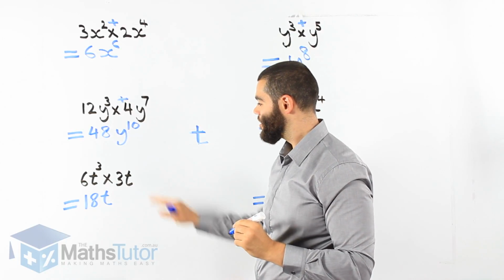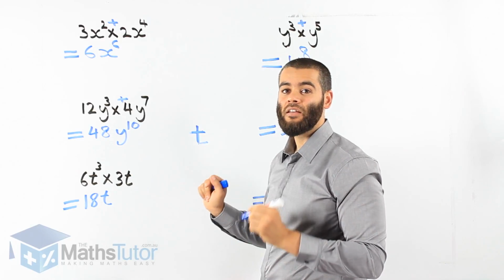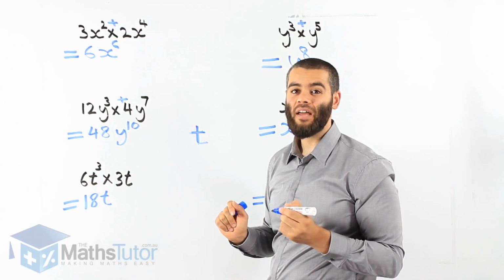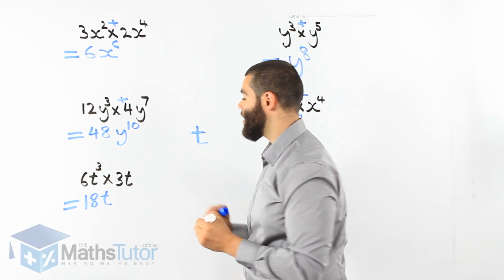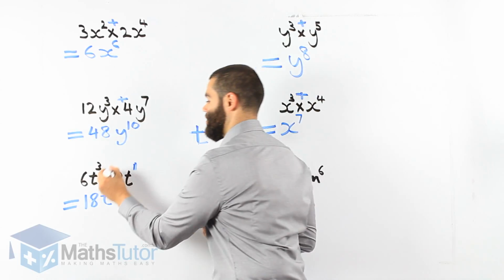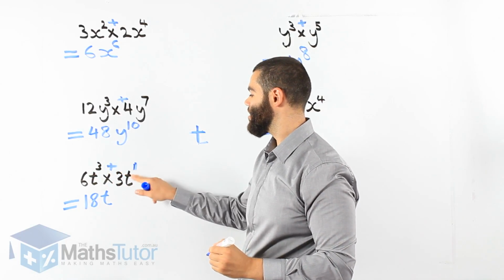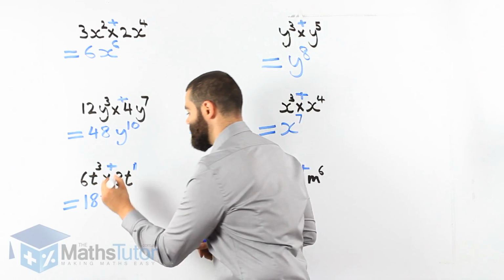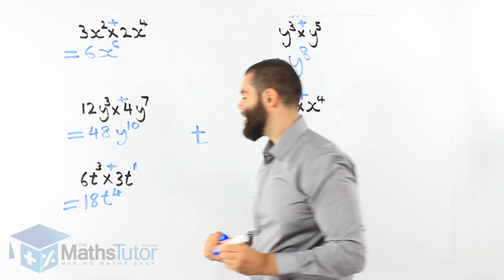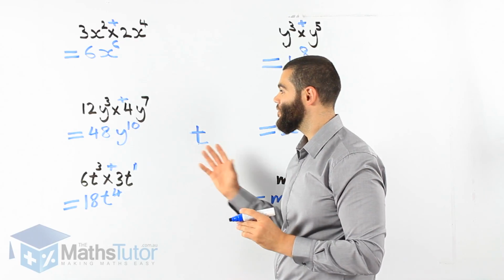Now, we notice there is actually nothing there. So what are we adding? In fact, there is. It's actually a 1. There is a 1. It's an invisible 1. Always remember that. So t to the power of 3 times t to the power of 1. 3 plus 1 is 4. 18t to the power of 4. It's that simple, guys. Very easy.